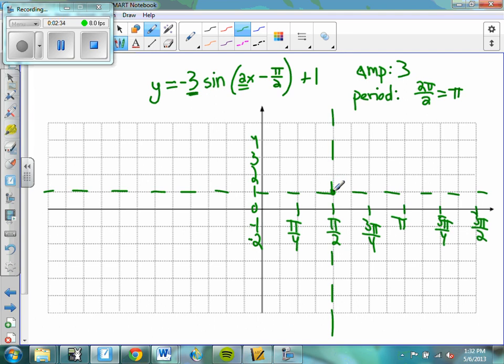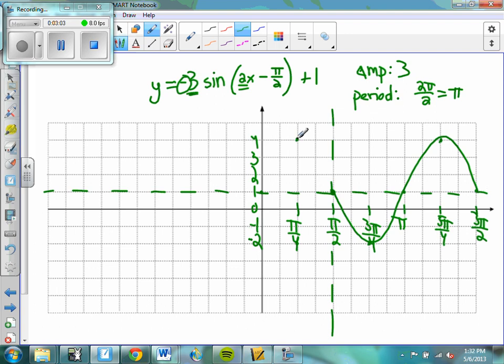Usually sine starts going up, but because this has a negative, it's going to go down. So from this point to my next hash, I go down 3. Then back to the middle. I'm sorry, here. Down 3. Back to the middle. Up 3. Back to the middle. And starting from this point, there's my first period.